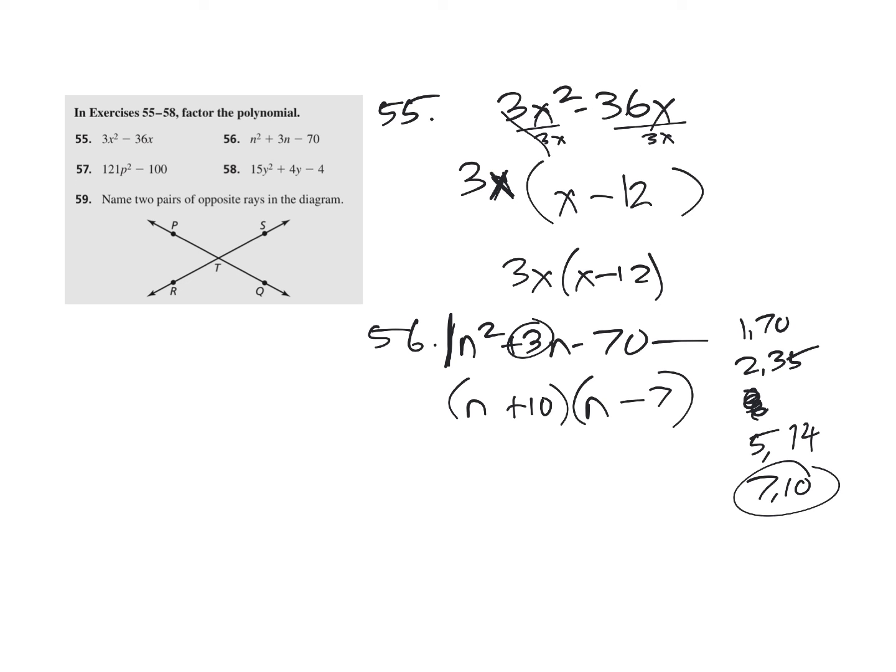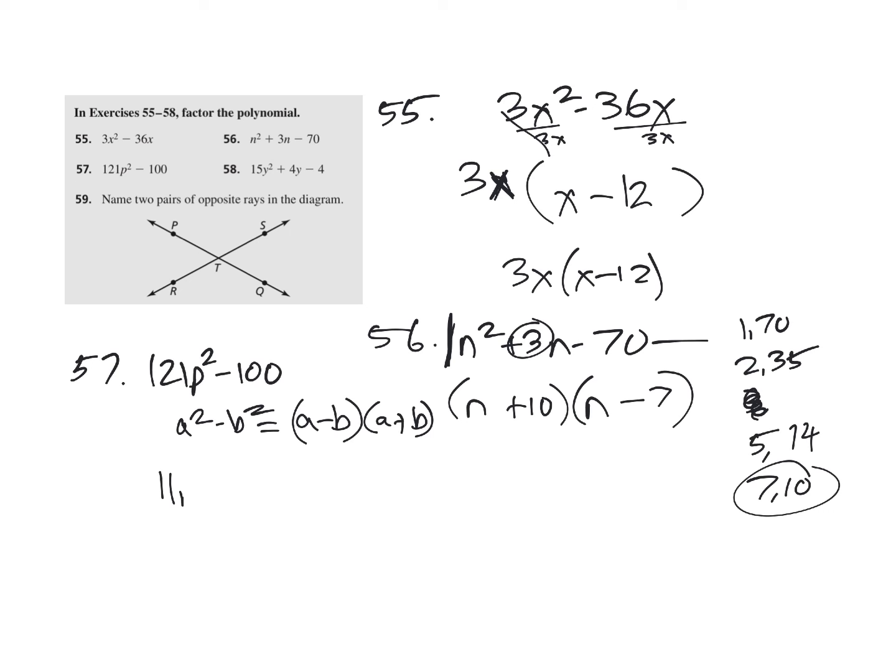All right, 57. 121p squared minus 100. So this is the difference of squares. A squared minus b squared is equal to a minus b, a plus b. These are two perfect squares. 11 squared is 121 and 10 squared is 100. So really what you have is 11p minus 10 and 11p plus 10. And the last, let's see, 58.